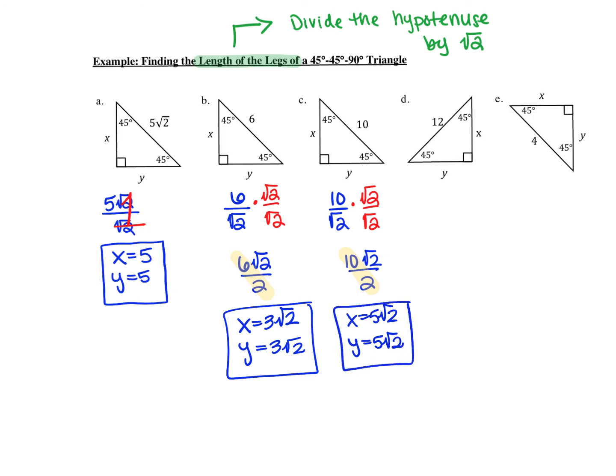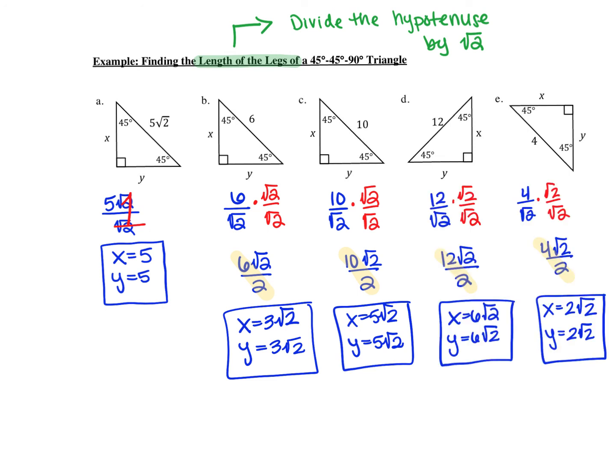Go ahead, pause the video, see if you can do letter D and E on your own, and then unpause the video and check back. Okay, so for letter D, for x and y, I got 6 root 2. And for letter E, I got 2 root 2 for both x and y.